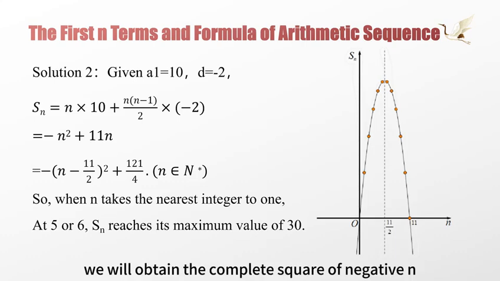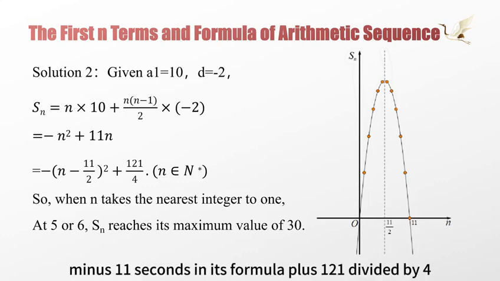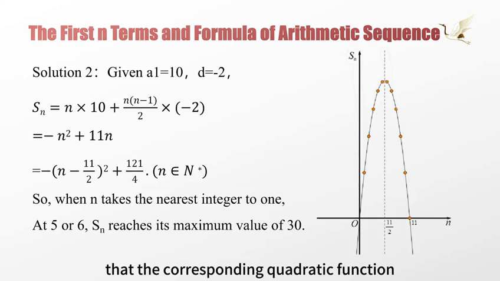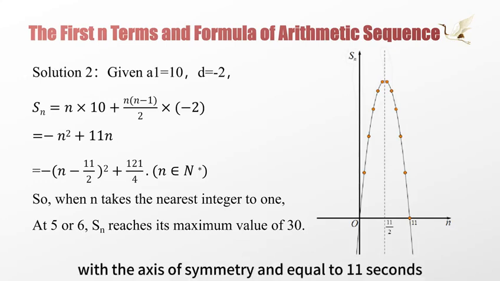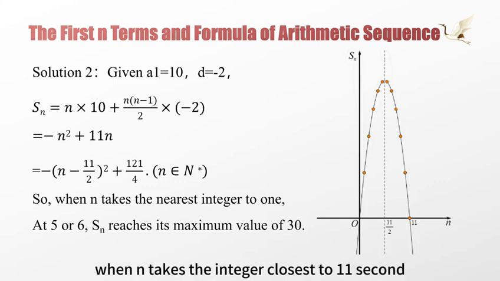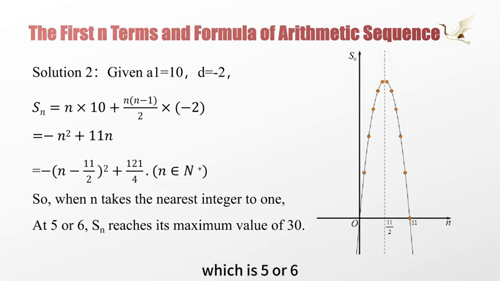We obtain the completed square: -(n minus 11/2) squared plus 121/4. It can be seen that the corresponding quadratic function opens downwards, with the axis of symmetry n equal to 11/2. Since n is a positive integer, the maximum Sn occurs when n takes the integer closest to 11/2, which is 5 or 6. We substitute 5 or 6 into -n squared plus 11n, and the maximum value calculated is 30.